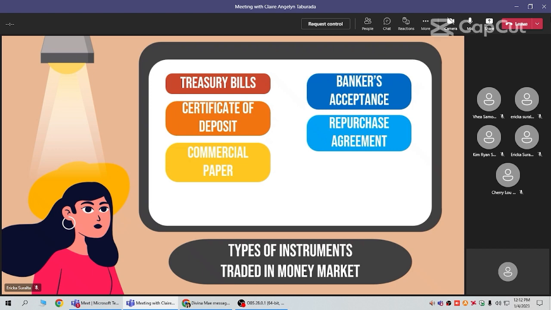The repurchase agreement is a short-term form of borrowing that involves selling a security with an agreement to repurchase it at a higher price at a later date. It is commonly used by dealers in government securities who sell treasury bills to a lender and agree to repurchase them at an agreed price at a later date.